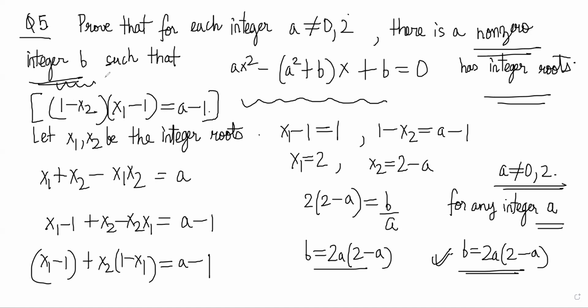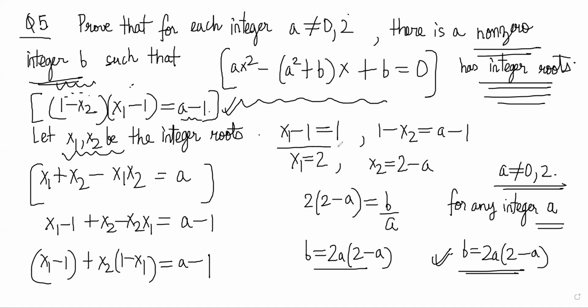So what did I do here? I started by saying that this equation has integer roots, and let's call those integer roots x1 and x2. By Vieta's relation, I got x1 plus x2 is a plus b by a, x1 x2 is b by a, and using those two we got this condition and finally this result. And since x1 and x2 are integers, this is the product of two integers which is equal to a minus 1. So obviously now you can take two cases. One of them is 1 and the other one is a minus 1, or you can do the reverse also: x1 minus 1 could be a minus 1 and 1 minus x2 could be 1.